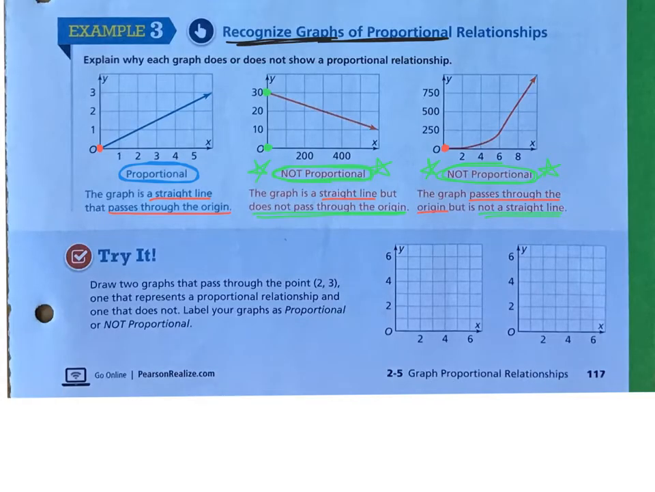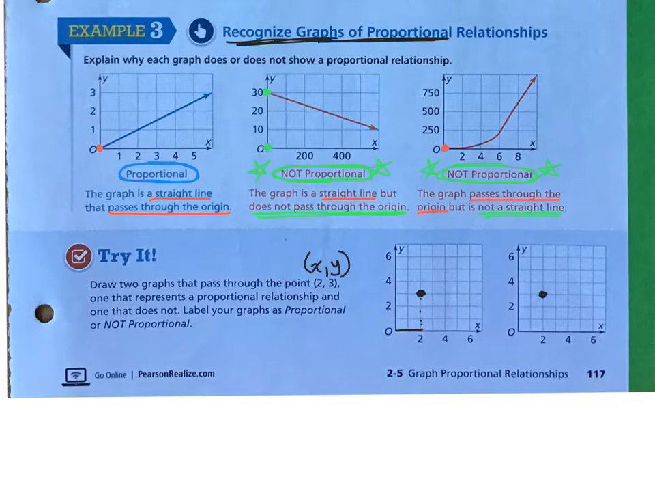The last Try It asks us to draw two graphs that pass through the point (2, 3). So the first thing that we need to do is place that ordered pair on each graph. (2, 3) means the x-coordinate is 2 and the y-coordinate is 3. So we're going to go over 2 and up 3, and the same thing on the second graph.